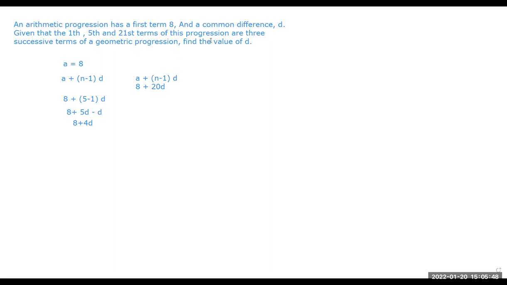And then they tell you that those three terms are consecutive terms of a geometric progression. What do you know about a geometric progression? It's ar to the n minus one. All right, so write out those three terms in a list now. So the first term, 8, comma, then 8 plus 4d, then 8 plus 20d.